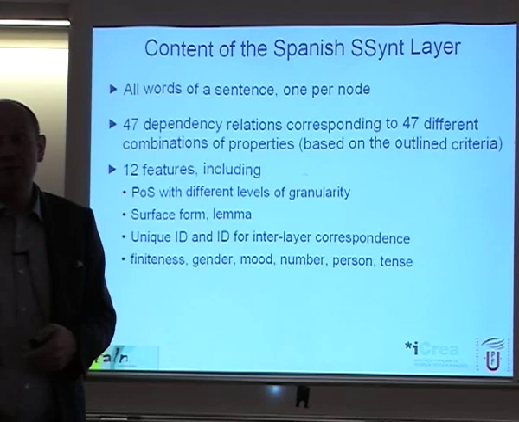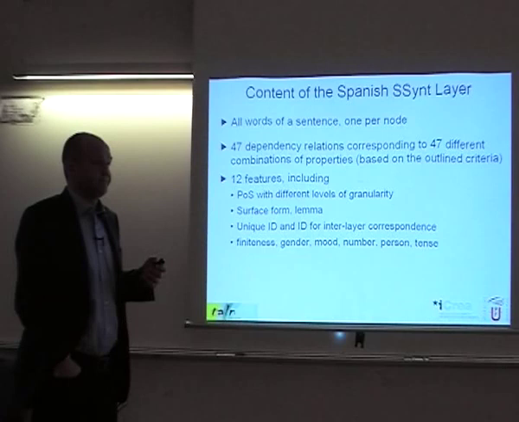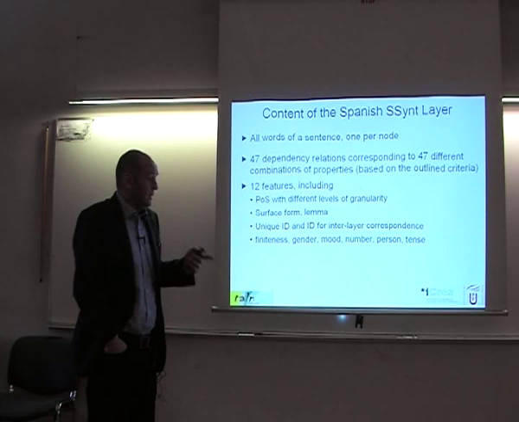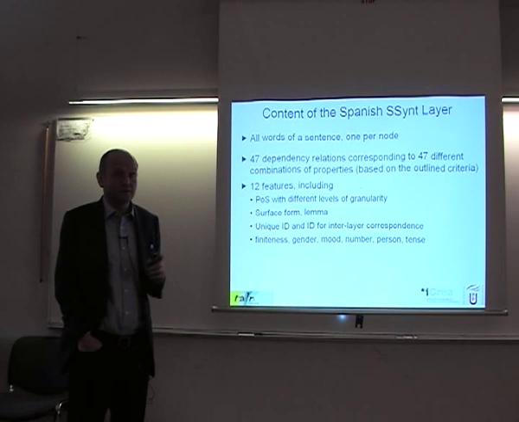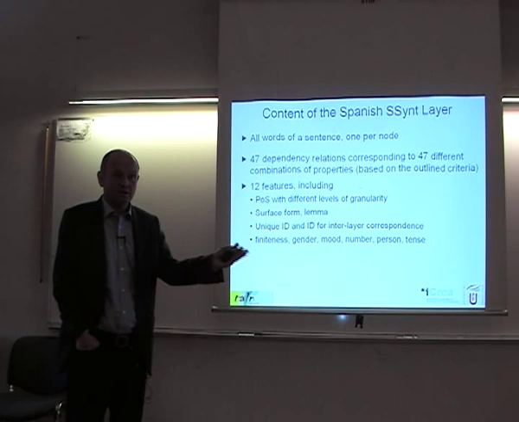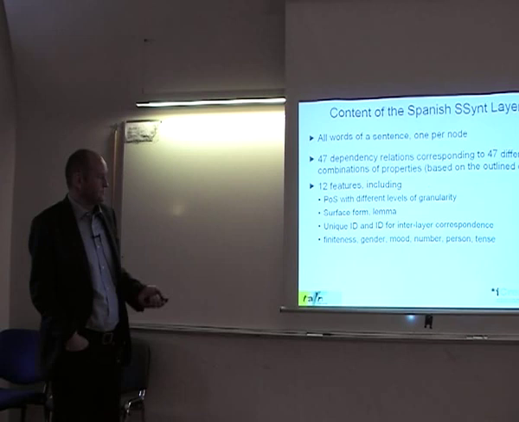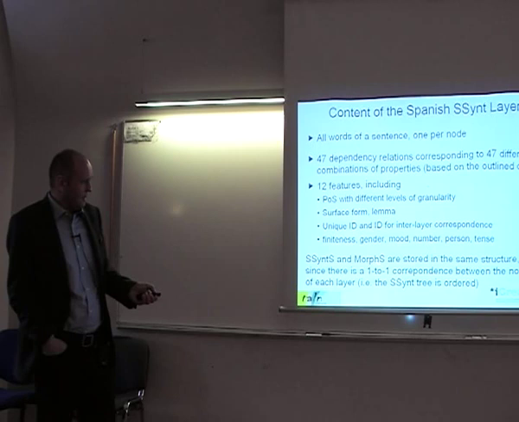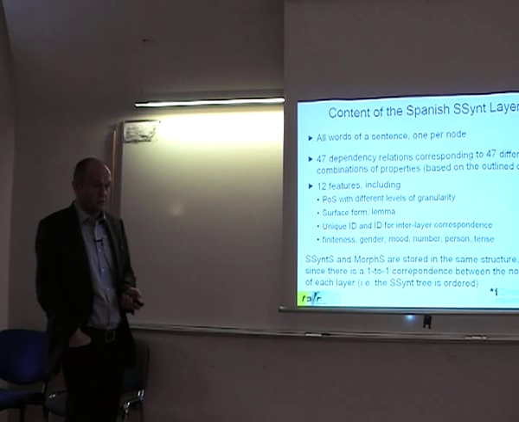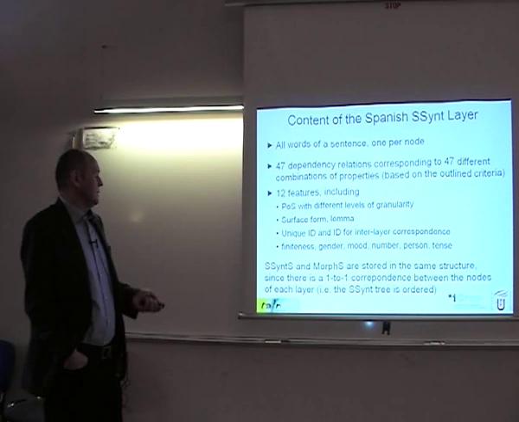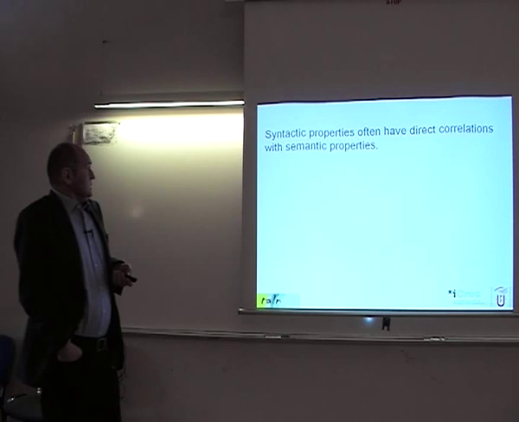But there are also relations which are more or less semantically justified, and we try to avoid this. We use them, as we will see afterwards, but then we again remove them. Okay. So, there were 12 features, with part of speech, surface form, lemma, etc., IDs, finiteness, etc. Okay, so we have one structure for the surface syntax and morphological structure, just for obvious reasons, but it could be separated, if needed.